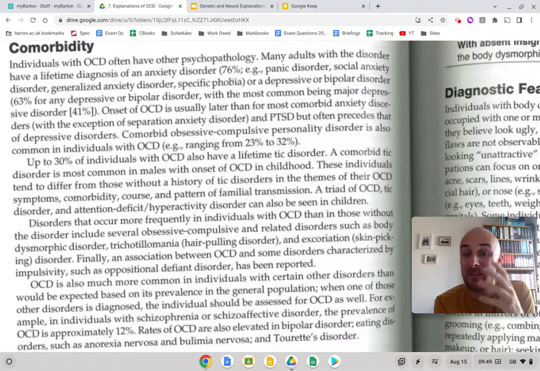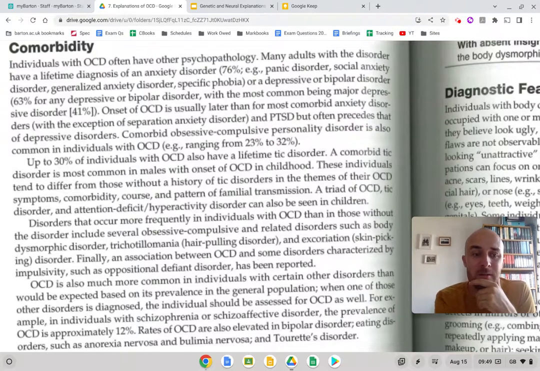They get a phobia maybe. So phobia comes up. Depression comes up. Depression comes up alongside OCD quite a lot. Look, 63% of people with OCD also have depression. It's incredibly rare that people just have OCD. Let's have PTSD comes up.